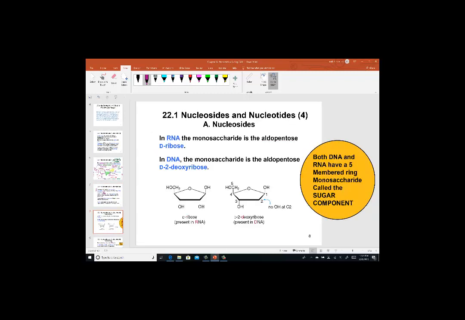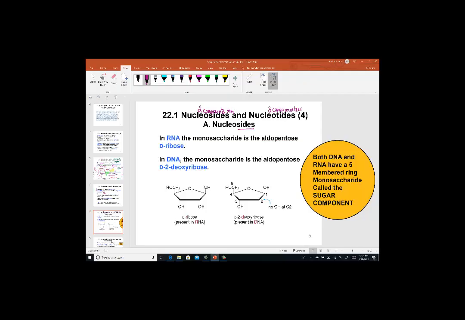All right, so let's examine nucleosides and compare those to nucleotides. Nucleosides have two components of the monomer, whereas nucleotides have all three components of the monomer. The monomer being the building block we just drew.